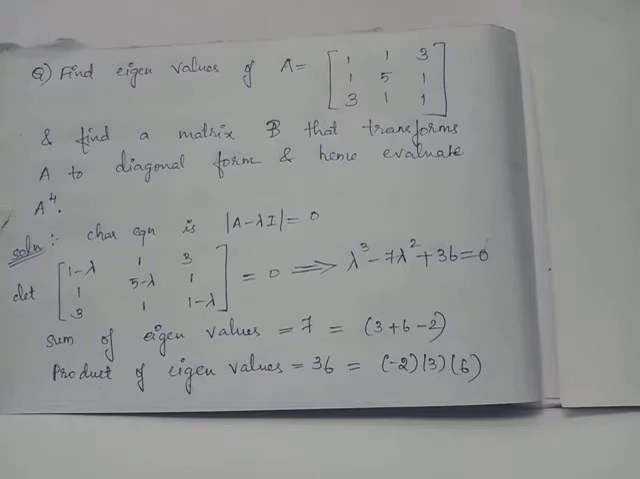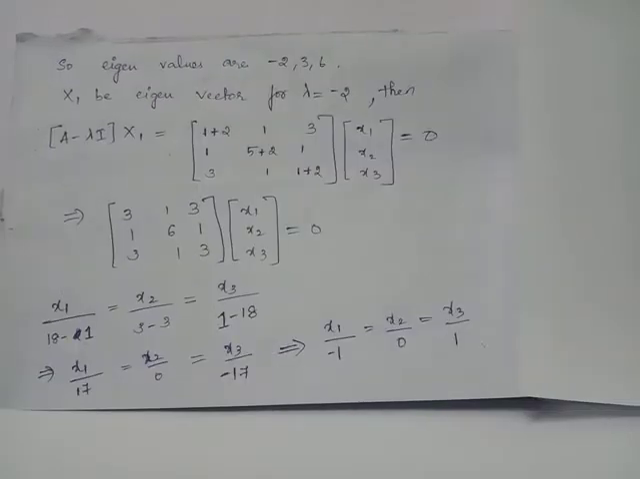So we split 7 such that the product of factors will give us 36. We identify the eigenvalues as lambda equals minus 2, lambda equals 3 and lambda equals 6. Next, the step will be to find out the eigenvectors for the eigenvalues.